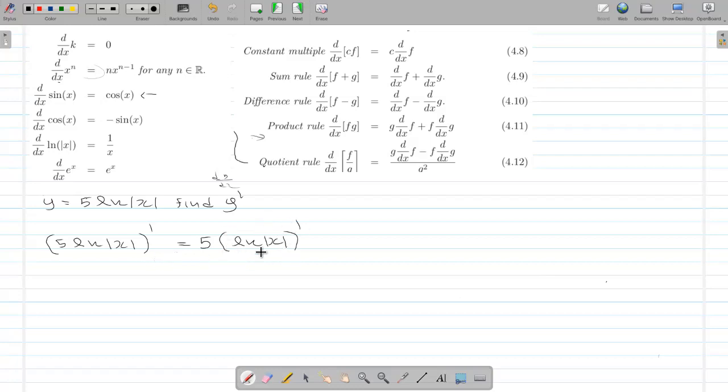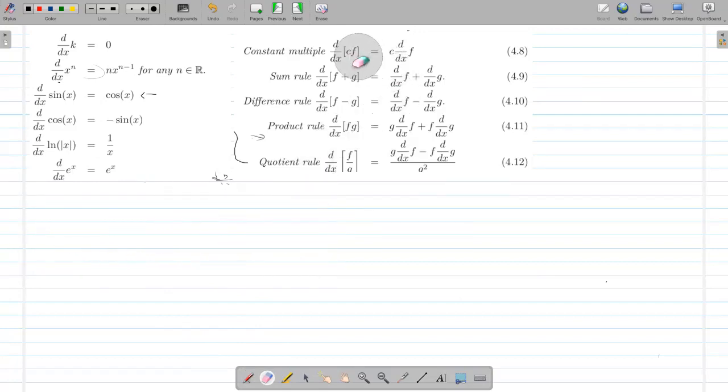Now I know the derivative of ln x is 1 over x. So I get 5 over x. So that is when the compound function is made by multiplying the f by a constant.